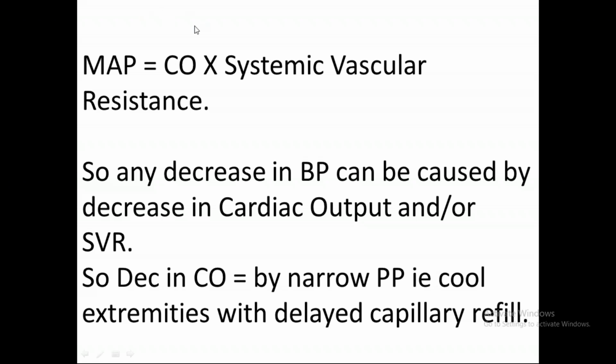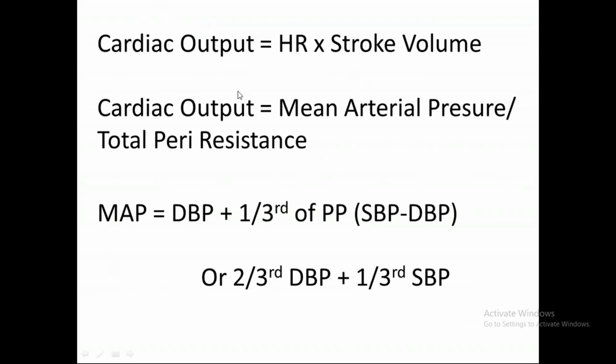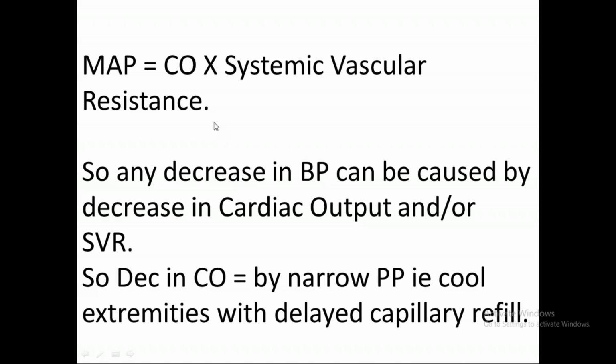This formula is nothing but this one. The cardiac output was mean arterial pressure upon total peripheral resistance. Taking the resistance to the other side, the mean arterial pressure is now cardiac output into systemic vascular resistance. Now we have already defined shock as a decrease of mean arterial pressure. Any decrease in pressure can be caused by either a decrease in the cardiac output or the systemic vascular resistance. It can be either of the both.